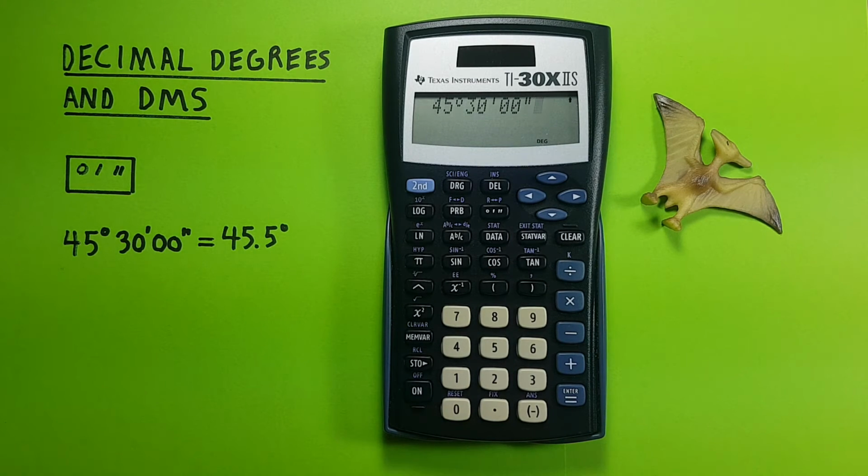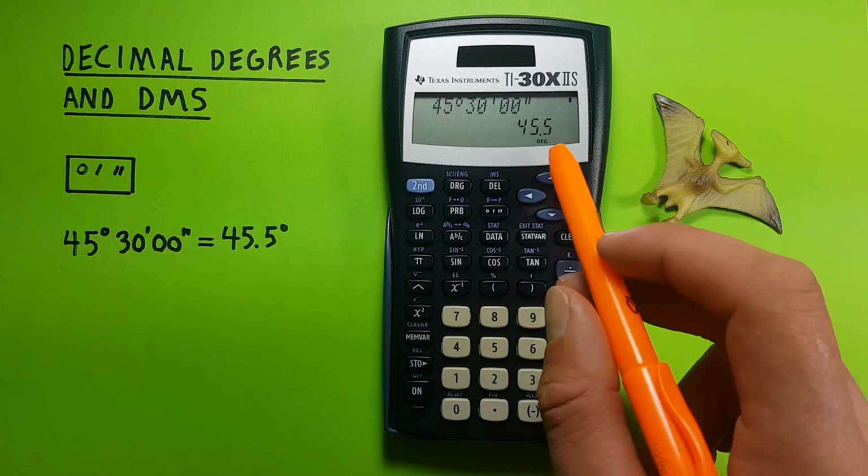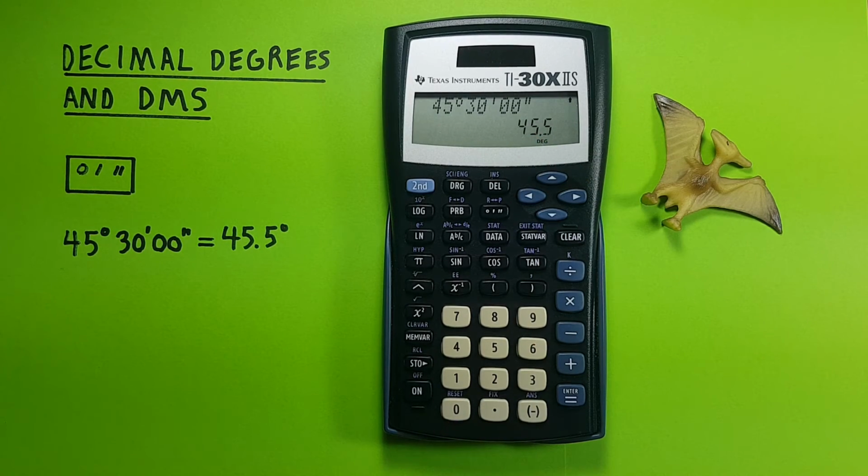Now to convert this to decimal degrees, we hit enter, and you see we have 45.5, which we know is the same as 45 degrees, 30 minutes.